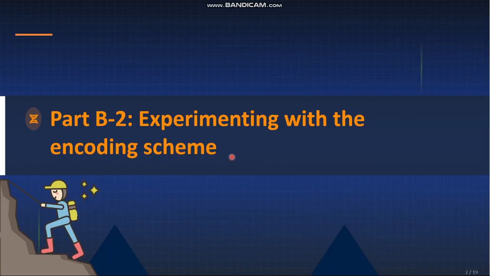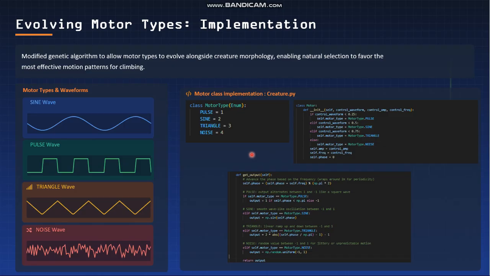Let's proceed to part B2, which covers the advanced portion of the coursework where we experiment with the encoding scheme. First, I experimented with evolving the motor types to improve how the creature moves. Originally, the motors were fixed to just pulse and sine, but now I've added triangle and noise waveforms to the mix. This involved changing the genetic algorithm to let the motor waveform adapt alongside the creature shape. This allowed natural selection to find the best movement patterns for climbing.